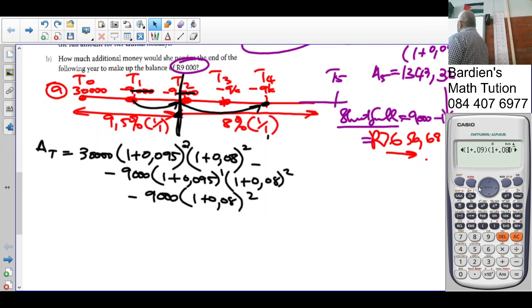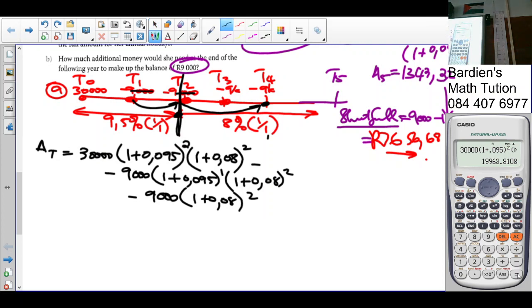The 95. Sorry, my mistake. Did I make a mistake earlier on as well? You know. So it's going to be 9,000 into 1 plus 0,08 to the exponent 2. You see, so she still has money left after the second 9,000 Rand withdrawal. Can you see that, people? So you do it another 2 times. As we know, the answer is 4 anyway.